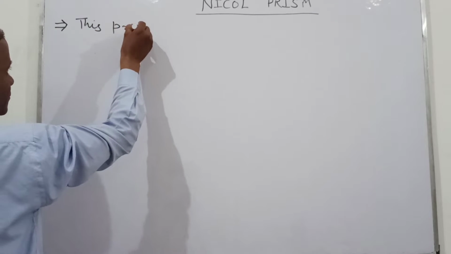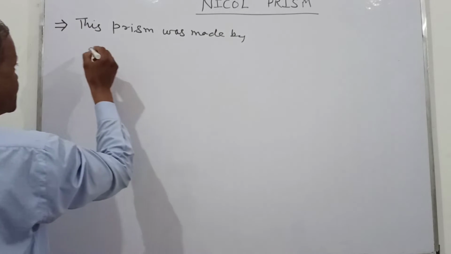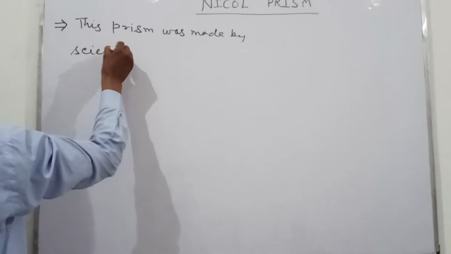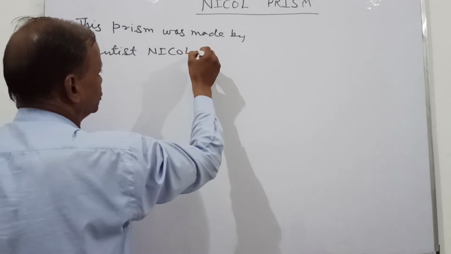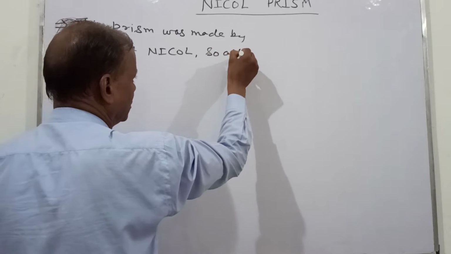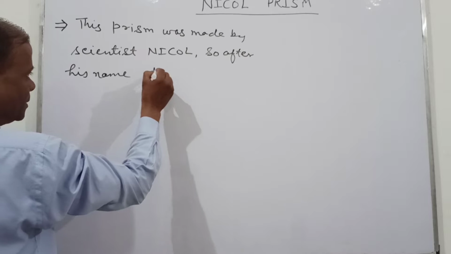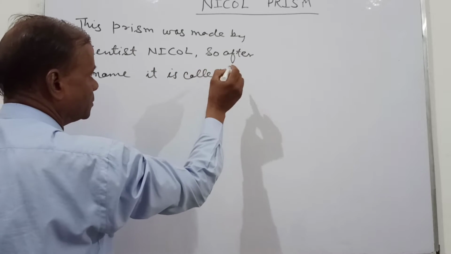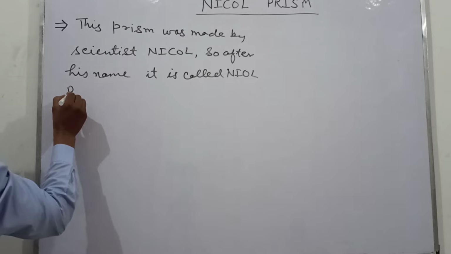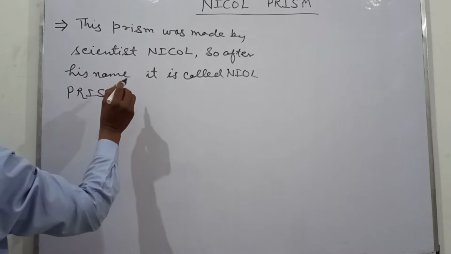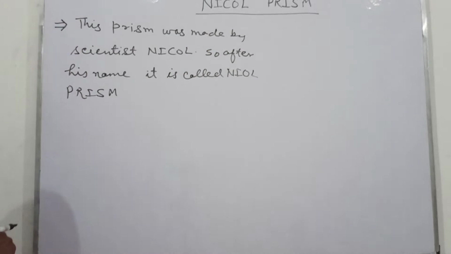This prism was made by scientist Nicol. So after his name, it is called Nicol prism.